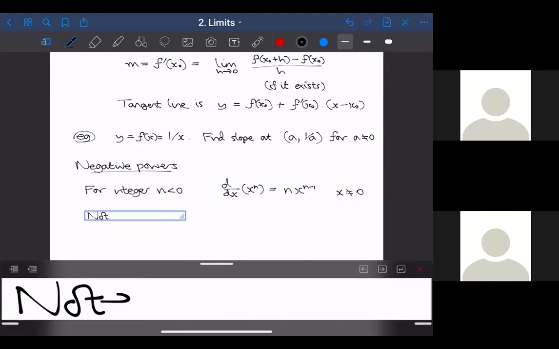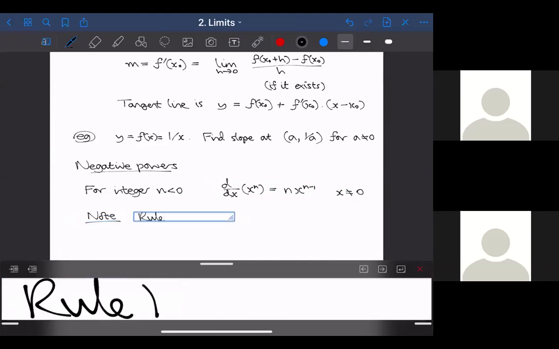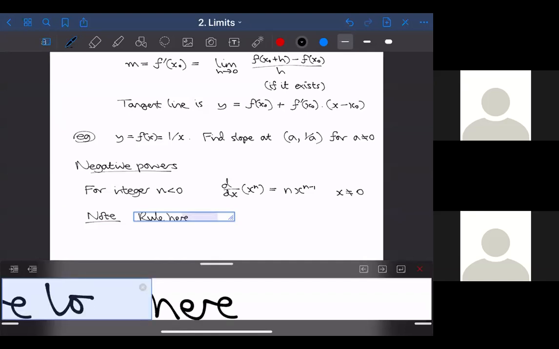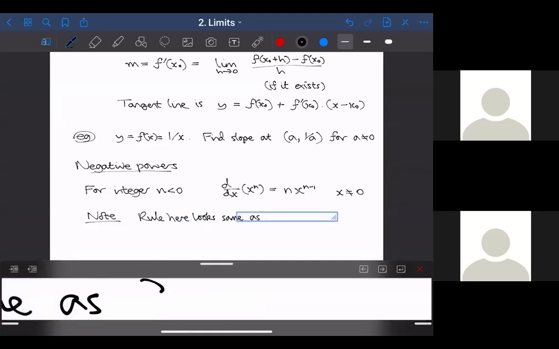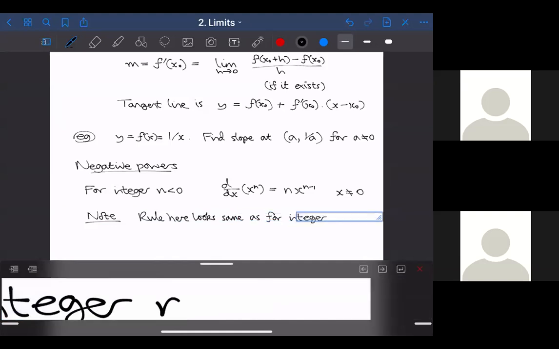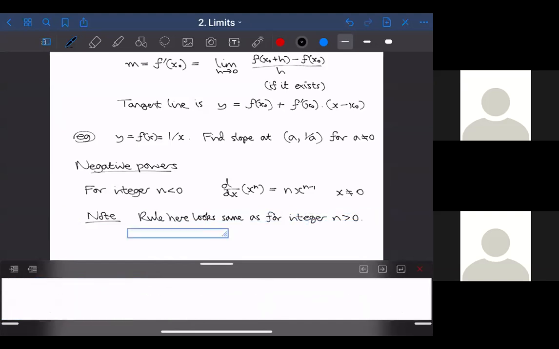So note, we did this right at the end of last time. The rule here looks the same as for a positive integer. The derivative of the power x to the n is just given by reducing the power by 1 and multiplying by that n. So let's prove it.